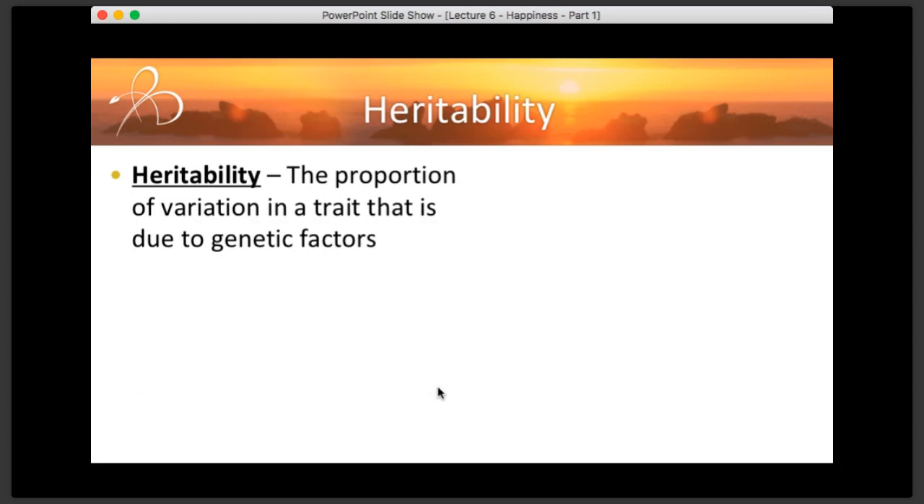Heritability is the proportion of variation in an entire population. So if you look at how much people differ in positive affectivity in a whole population, like in a whole country, in the world, how much do people vary in that trait? And of that variation, how much of that's genetic? The reason it's that and not in an individual is because, let me give you an example.